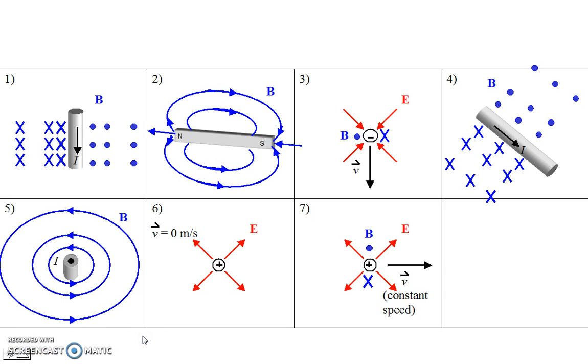So we have a sort of a progression here. In number 6, we have a positive point charge at rest, creating just an electric field. And then number 7, we have that same positive point charge, and now it's moving to the right with a constant speed. It already, of course, has an electric field, but now that it's in motion, it has a magnetic field as well.